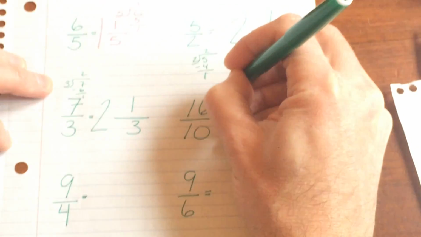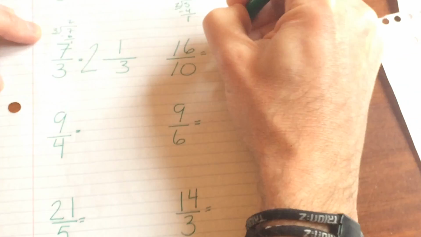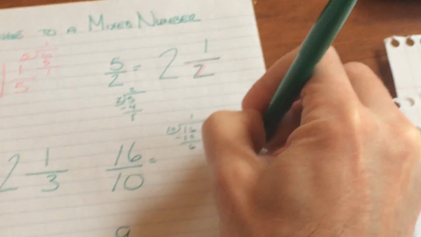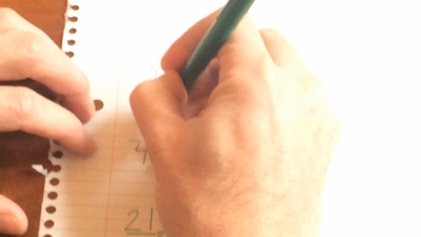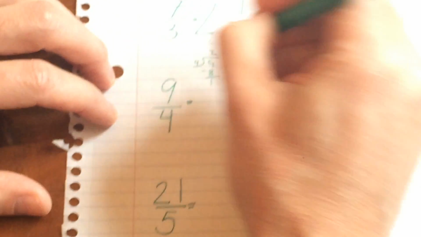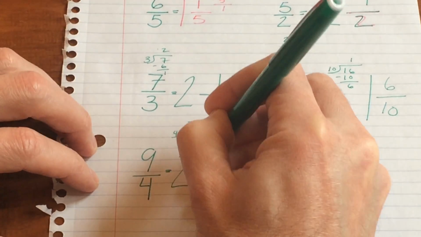Okay, so then we have 10 to 16. How many times does 10 go into 16? It goes in once. 10. Remainder 6. So this big one is here. 6 is at top, keep the bottom. 4 into 9 goes twice. 4 times 2 is 8. 1 remaining. Big 2 goes here. The 1 goes up top, keep the bottom.